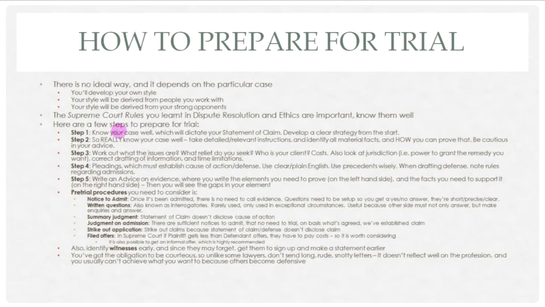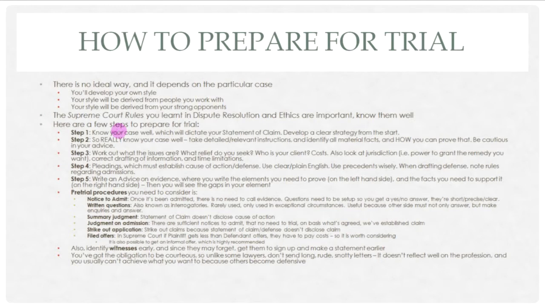Step 5, write an advice on evidence, where you write the elements you need to prove on the left-hand side and the facts you need to support them on the right-hand side. Then you'll see the gaps in your elements. Then pre-trial procedures you need to consider. First of all, notice to admit. Once it's been admitted, there's no need to call evidence. Questions need to be set up so that you get a yes-no answer, and they're short, precise, and clear.